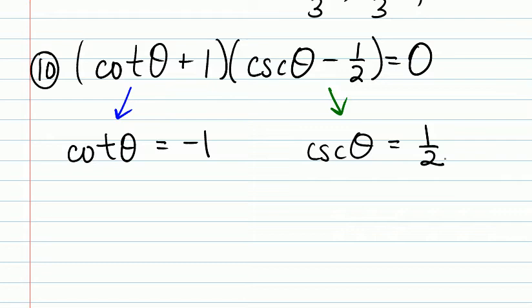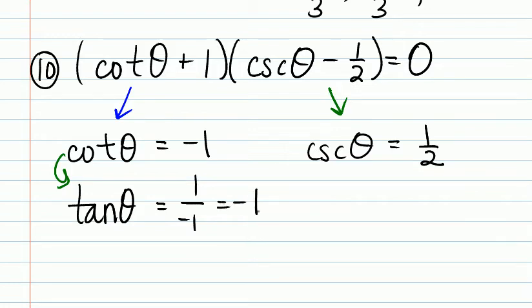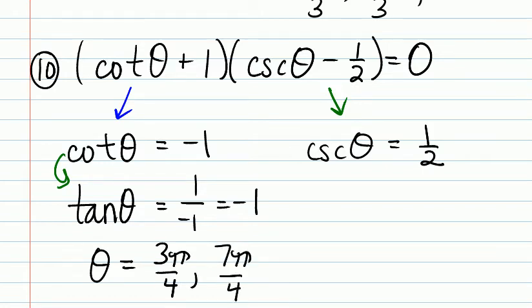Cotangent is the reciprocal of tangent. So we change cotangent into tangent, which means that instead of equaling -1, it equals 1/-1, which just happens to still be -1. And the tangent equals -1 at 3π/4 and also at 7π/4.